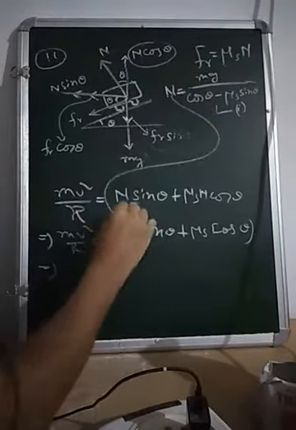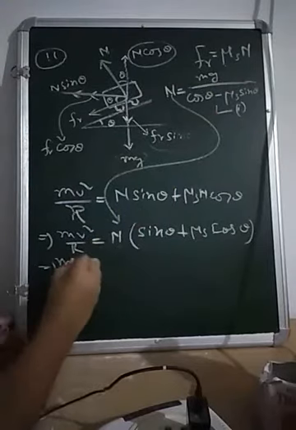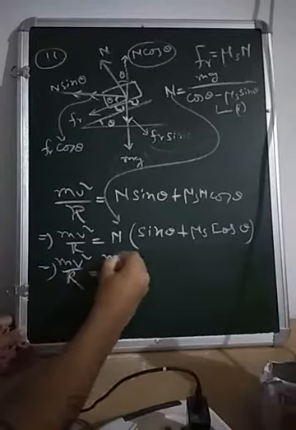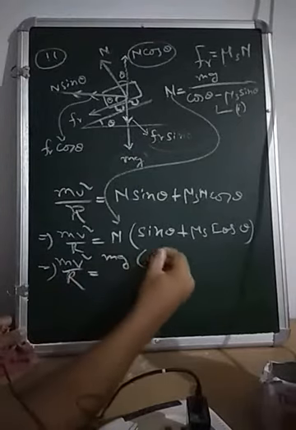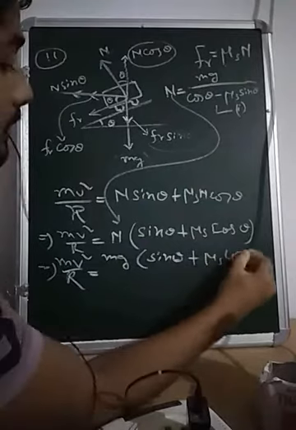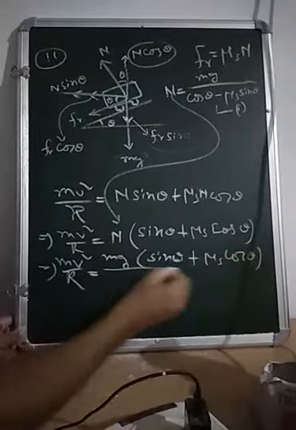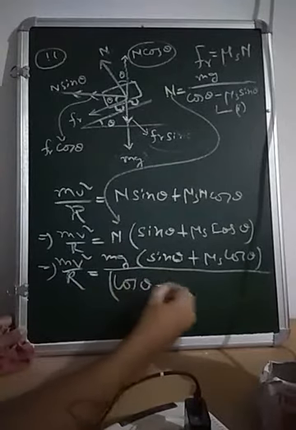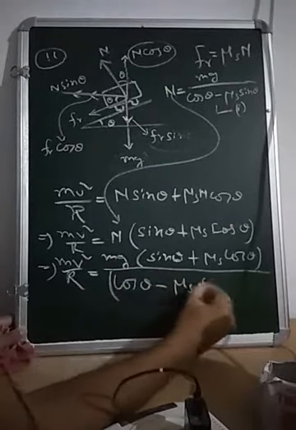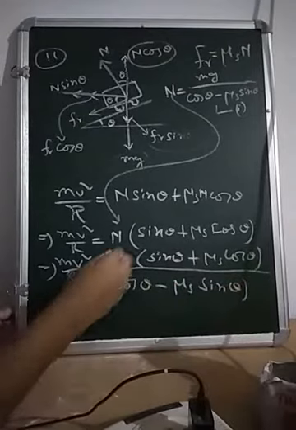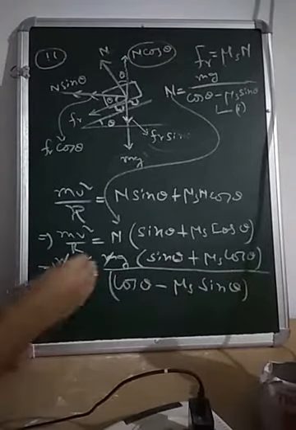Or from equation 1 we can put the value of N in this equation, okay. So how much it will be? mv²/r will be mg (sin theta plus mu_s cos theta) by (cos theta minus mu_s sin theta), okay. Now cancelling m from both sides.